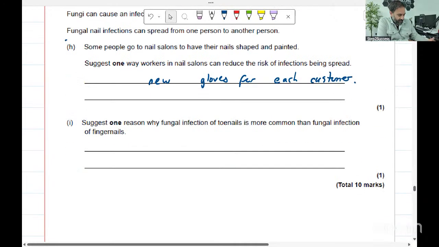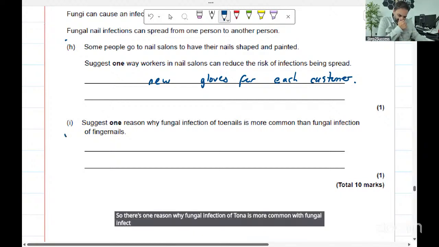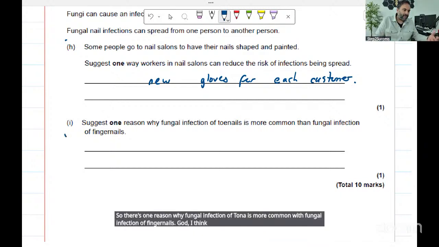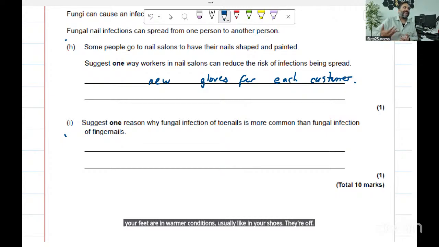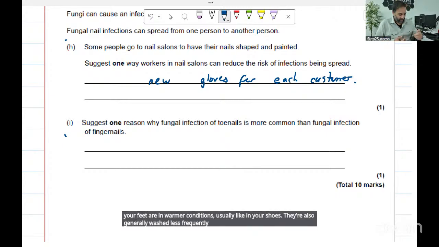So that's one reason why fungal infection of toenails is more common than fungal infection of fingernails. I think it's because your feet are in warmer conditions, usually like in your shoes. They're also generally washed less frequently than your hands. I think that's probably the best answer.